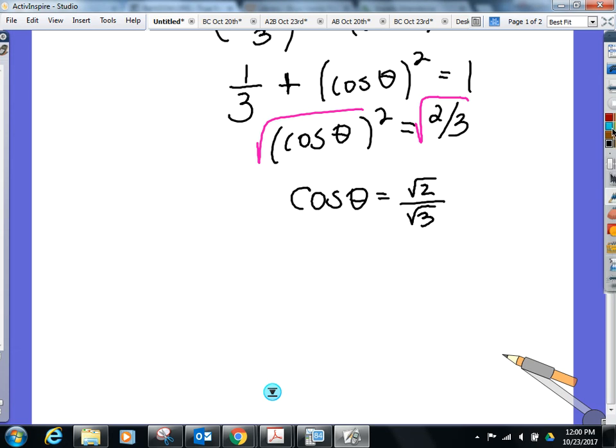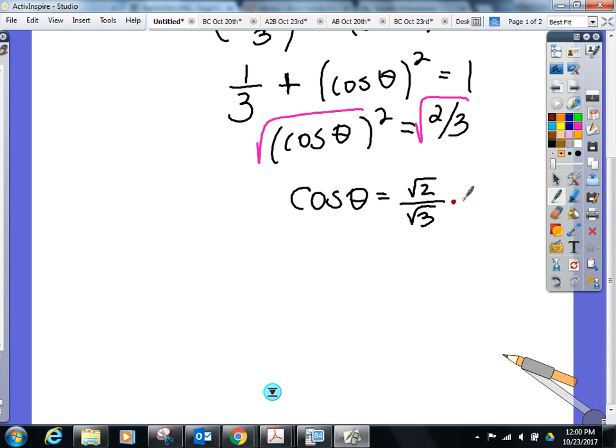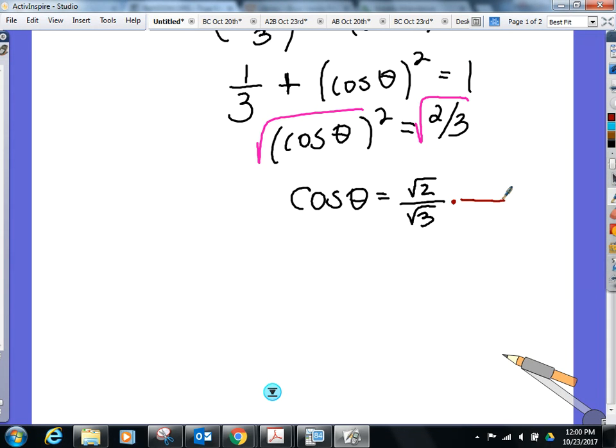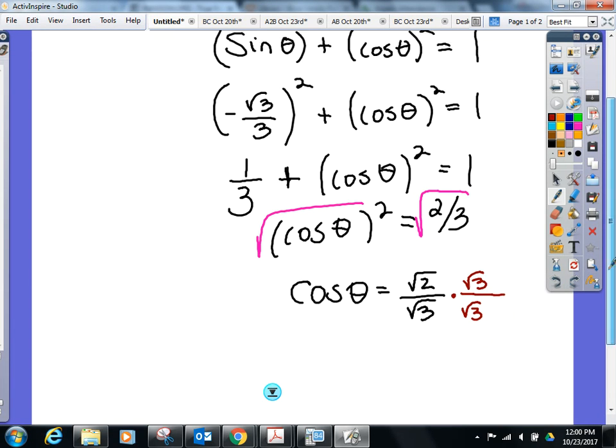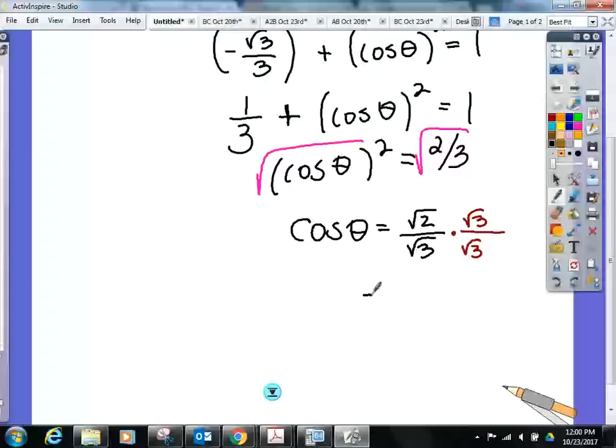Can't have a radical in the denominator. How do I get rid of it, Patrick? And if some of you are wondering why isn't he just going to the calculator? Simplest form, no decimals allowed. You guys should just be used to that anyway. No decimals allowed.